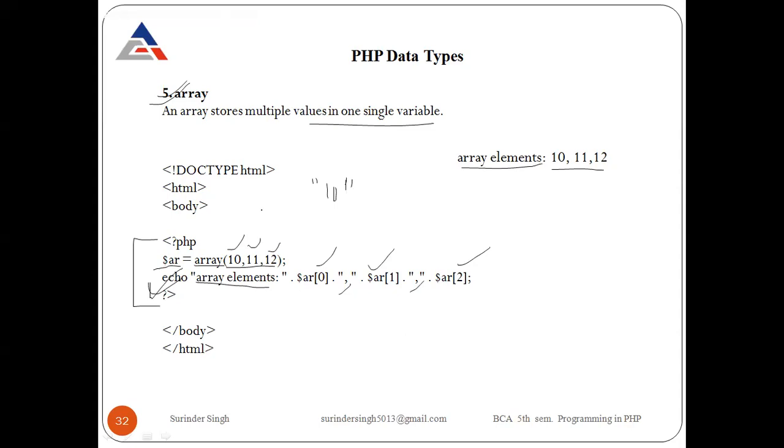As you know, the array index starts from 0. The first value, the first data element, will be at 0, second at 1, and third at index 2. Array concept we will do in detail in further lectures.